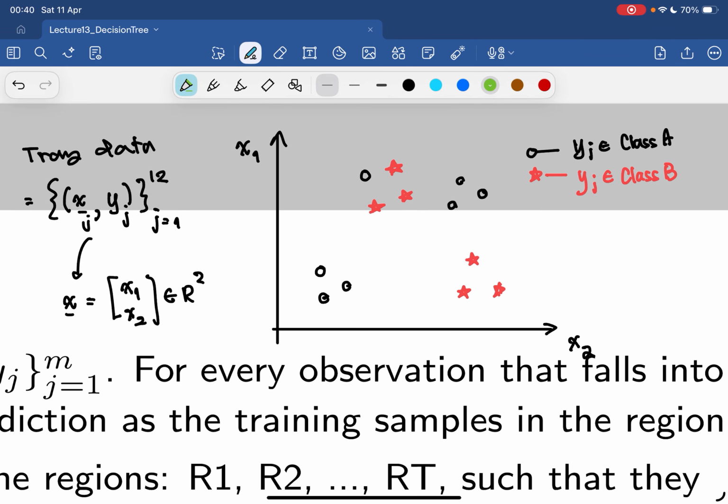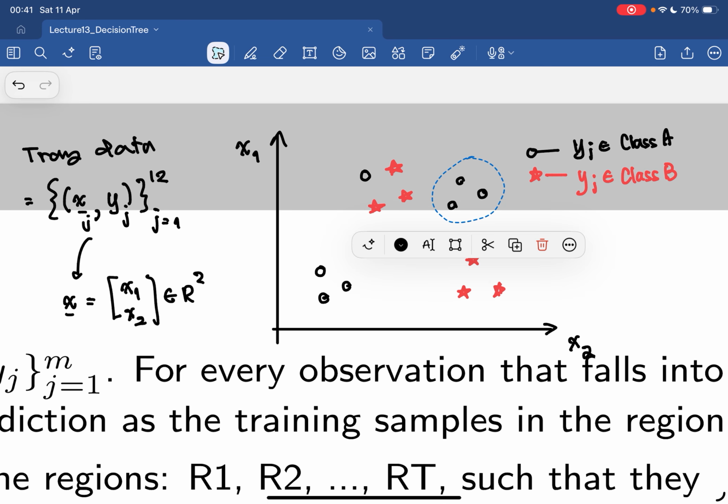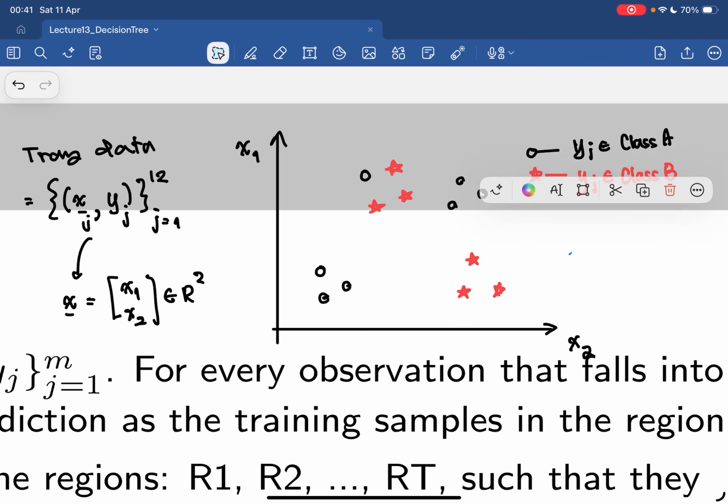Let's consider this example where you have the training data, where you already know how the data are aligned. For example, you have data points that are labeled as stars. Those star points belong to class B, let's say, and the bold points belong to class A. And they are training data, so you already know.